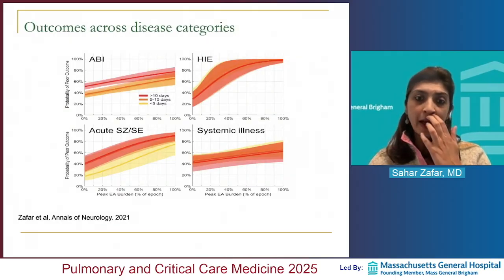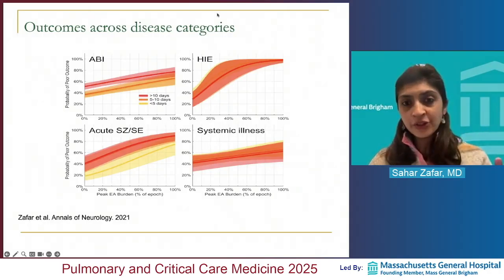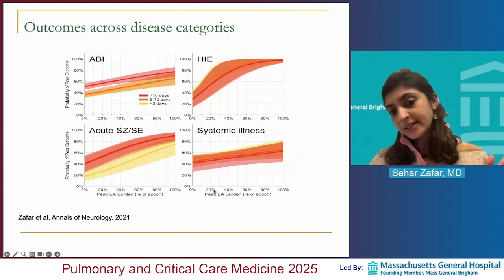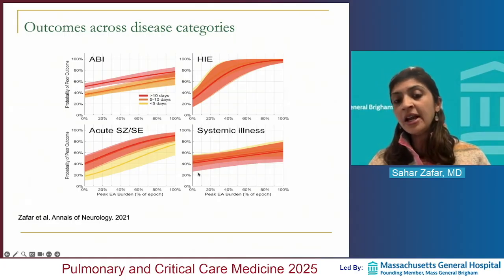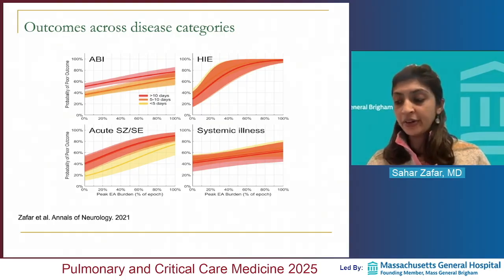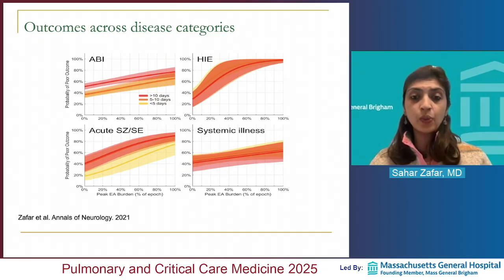And there's evidence for patients with acute brain injuries, for anoxic brain injuries, for seizures and status epilepticus, as well as systemic illness in the absence of a brain injury, that increasing on the x-axis here is increasing burden of seizures and seizure-like activity on the EEG, and on the y-axis is the probability of poor outcomes as defined by modified Rankin scale. Across all etiologies, increased burden of seizures and seizure-like periodic and rhythmic patterns that we often see are associated with worse outcomes. And so that's why there's interest in monitoring.